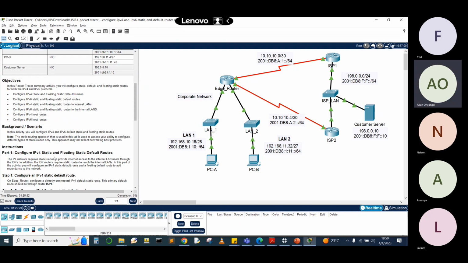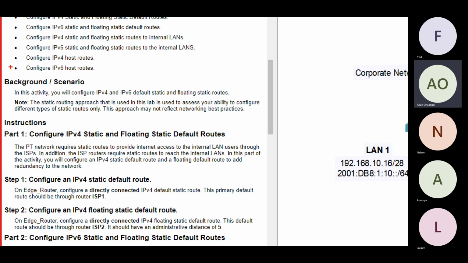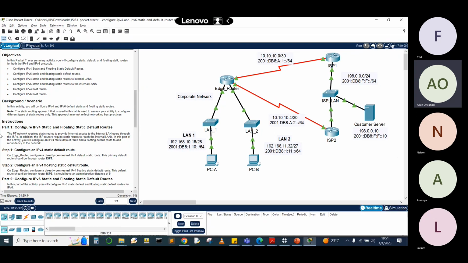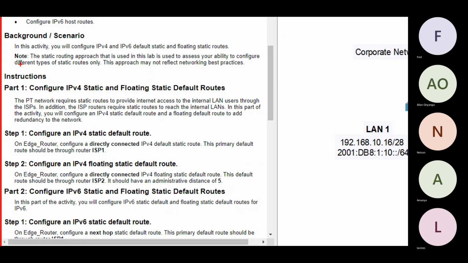The first instruction is very simple. Let me look at the scenario in background. I'm told that in this activity, you'll configure IPv4 and 6 default static and floating static routes. The static route approach that is used in this lab is used to assess your ability to configure different types of static routes only. This approach may not reflect networking best practices. That's correct. So the first thing that we are actually going to do is right here.